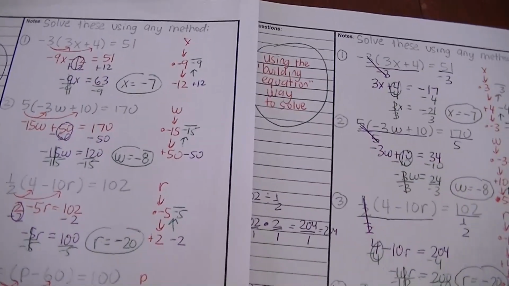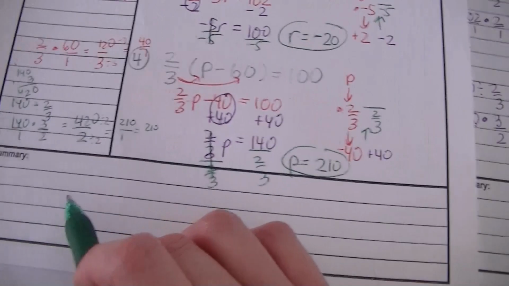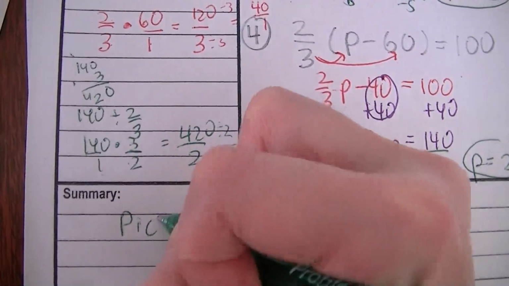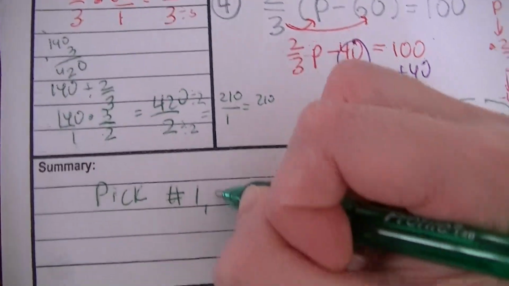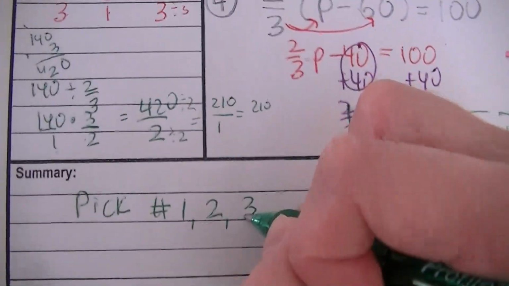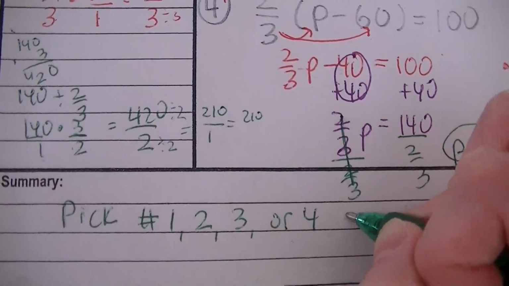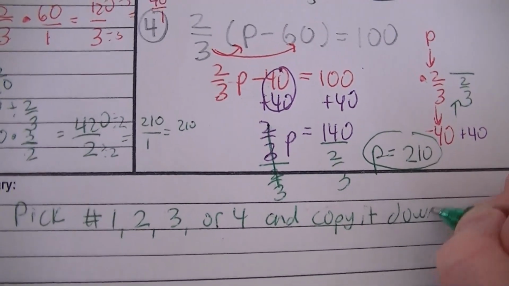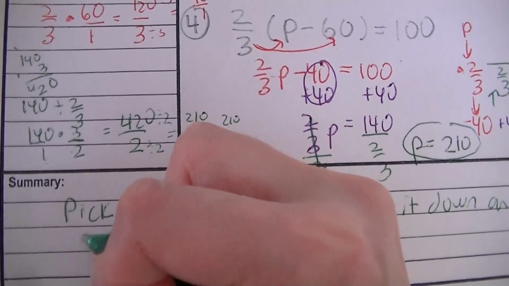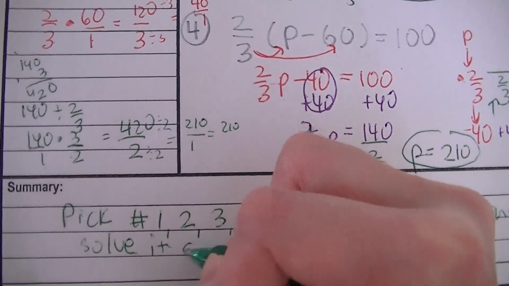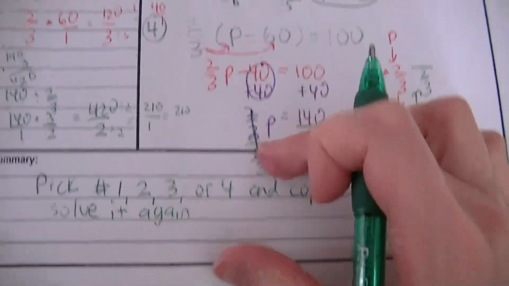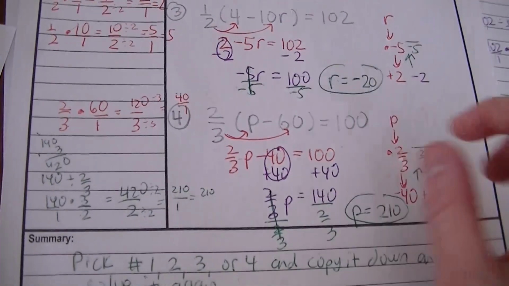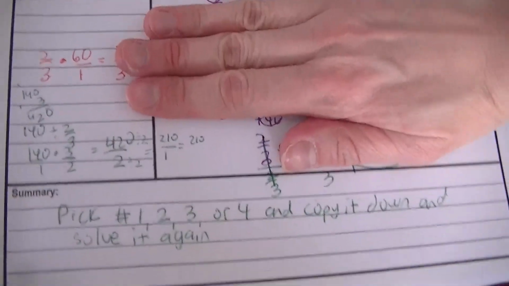Okay, so what I've just shown you is 2 different ways to solve each one of these problems. And your job on this bottom part right here is to pick number 1, 2, 3, or 4 and copy it down and solve it again. Okay, so in this space right here, pick any one of these problems, solve it again, and try to do it without peeking, okay?